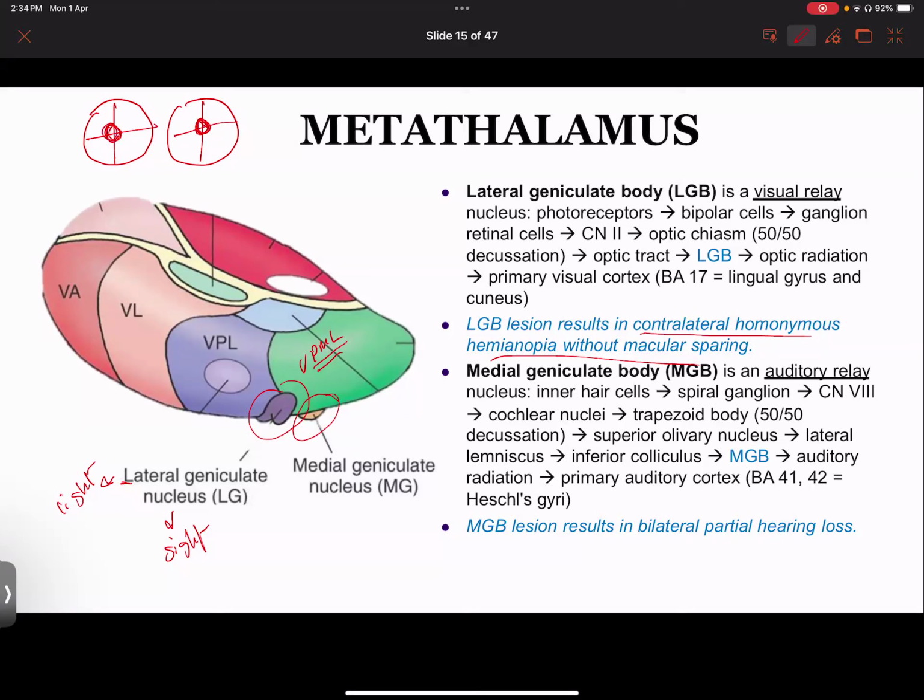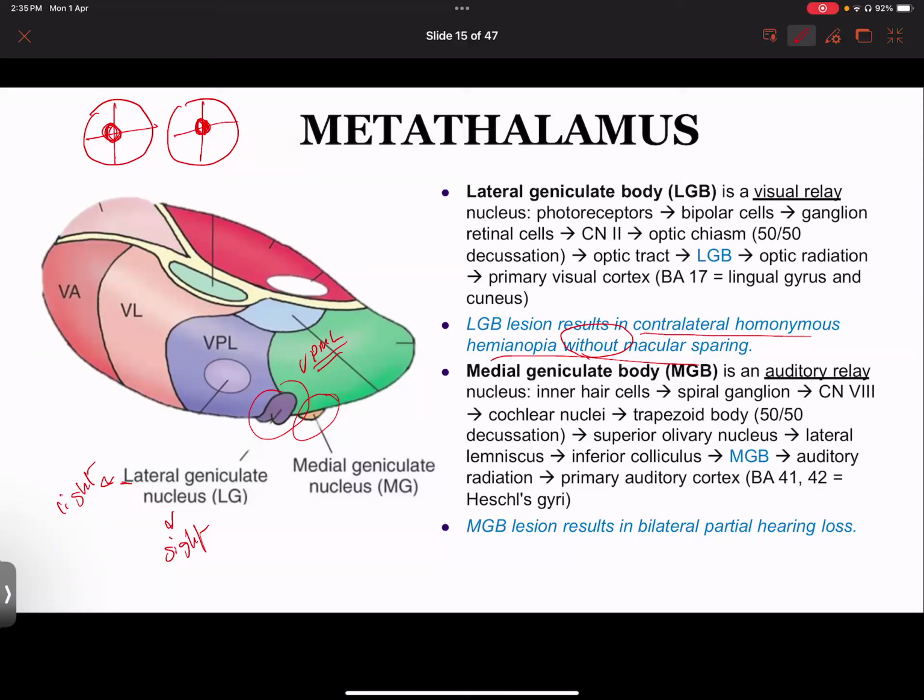Usually we have something called macular sparing in certain lesions. Here it says without macular sparing, so the macula is not spared. And we have contralateral homonymous hemianopia. Hemi means one side, and anopia means the vision is gone. So we have contralateral hemianopia without macular sparing. What does it mean?